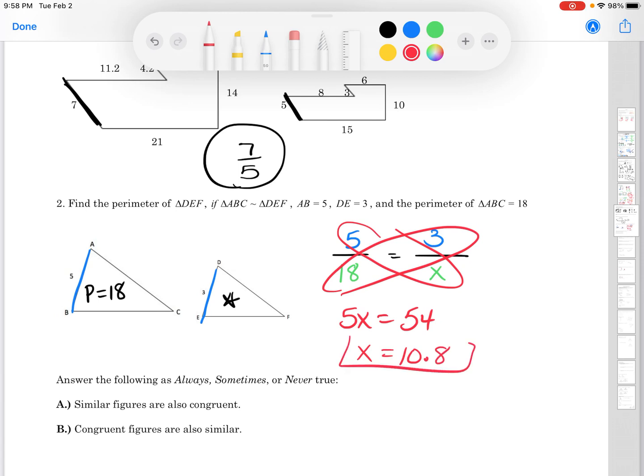All right, last but not least, a couple of statements here. We say that similar figures are also congruent. That is always, sometimes, or never true. That is sometimes true. It can be the case, but more often than not, only their angles are congruent. And lastly, congruent figures are also similar. That is always the case because that means they would just have a proportion of 1.